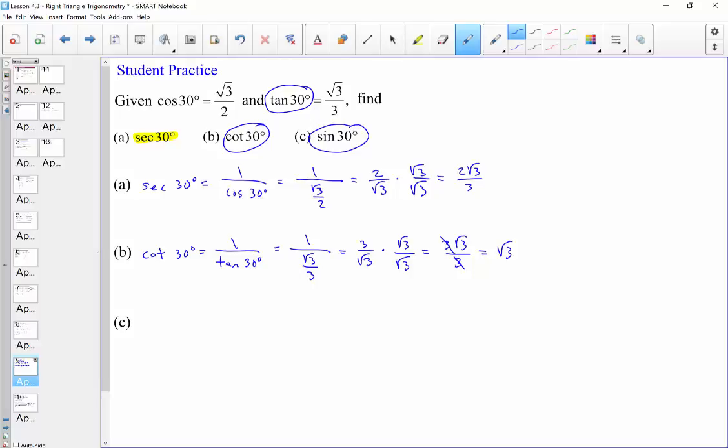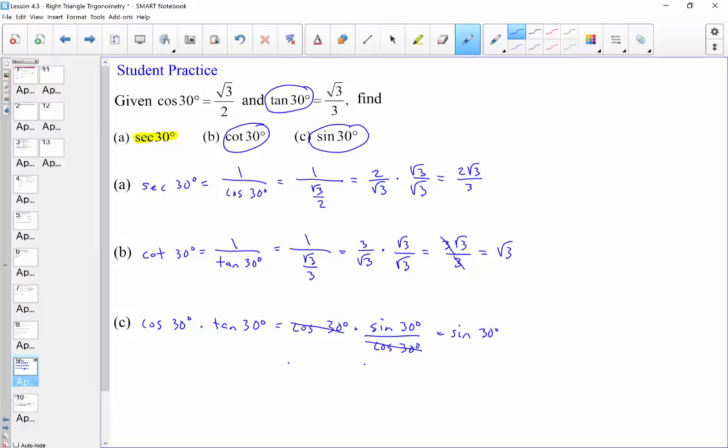Let's try it. So if we look at the cosine of 30 degrees times the tangent of 30 degrees, and we recognize that the tangent of 30 degrees is equal to the sine of 30 degrees over the cosine of 30 degrees, then we can see that cosine of 30 degrees and cosine of 30 degrees cancel, and we get sine of 30 degrees, which is what we're trying to find.